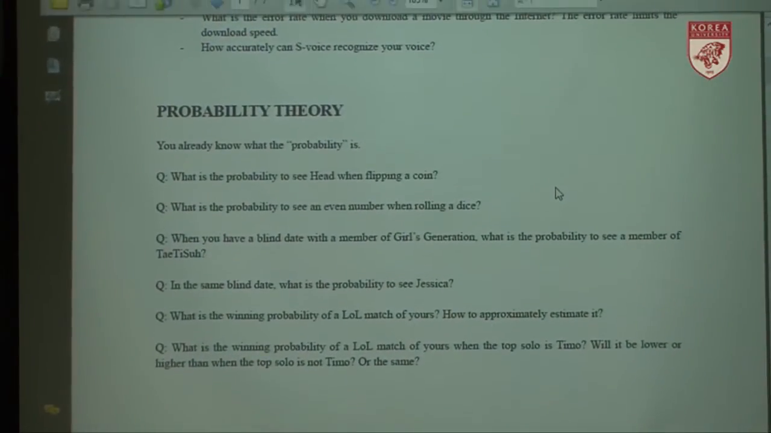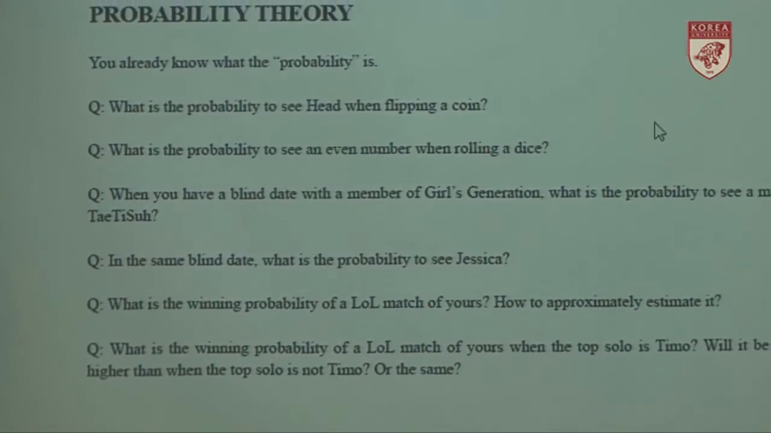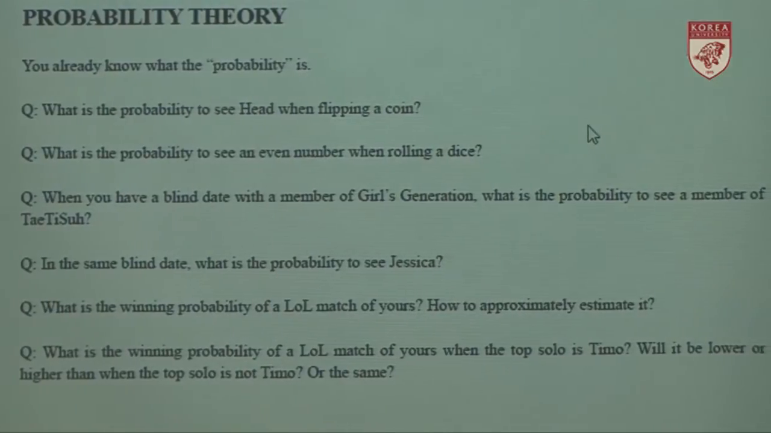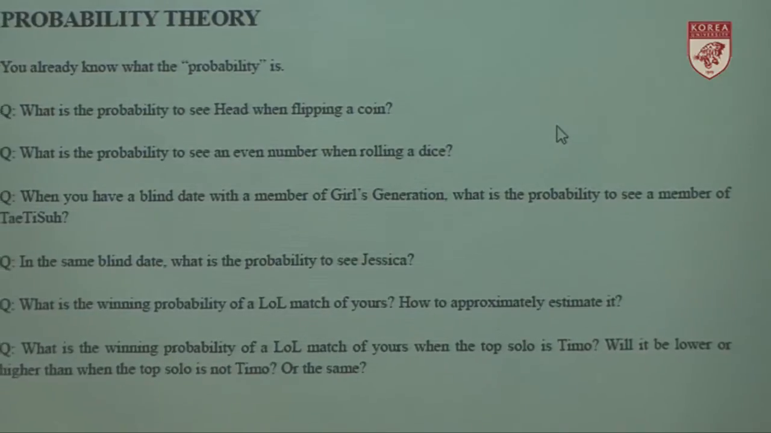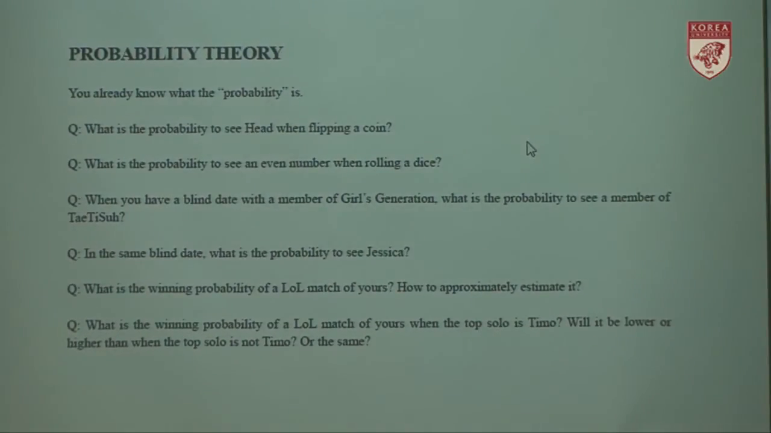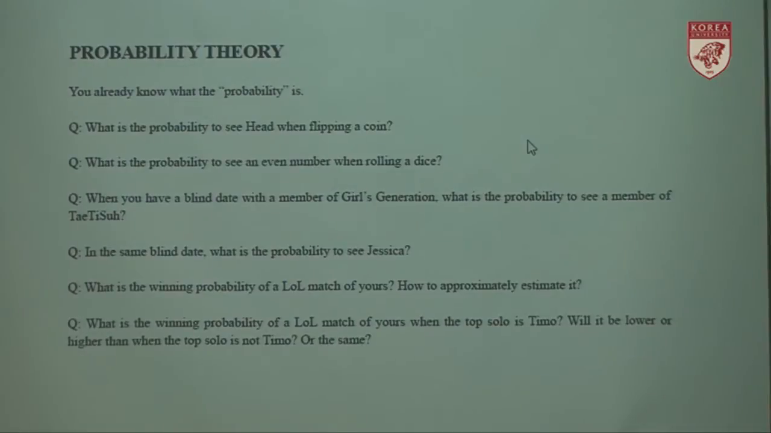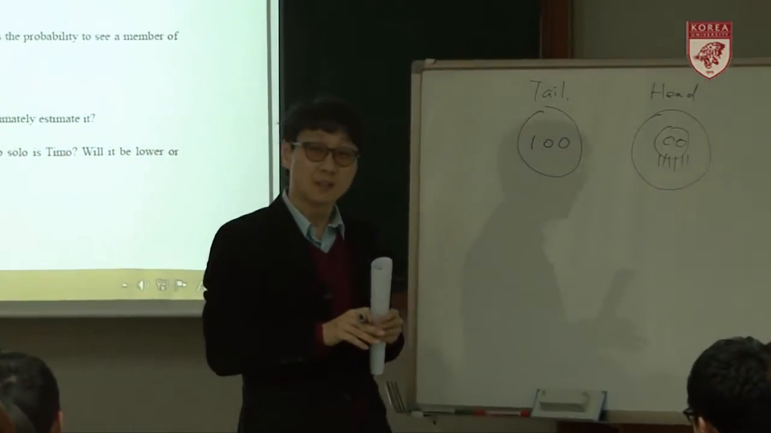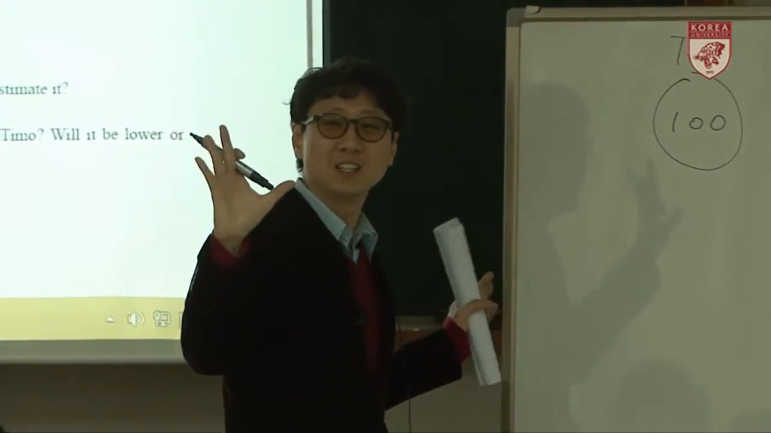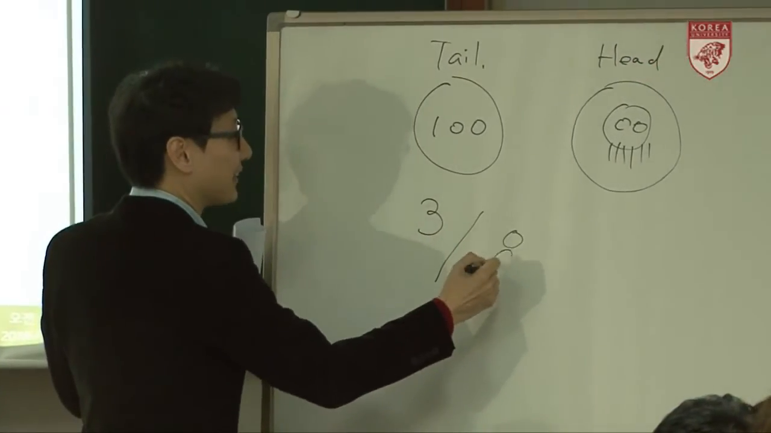Then, in girls' generation, okay, so it used to be 9, but recently one member got out, so in total it is 8. So the total probability is 3 over 8. Okay, so here is some English for mathematics. The answer is 3 over 8.